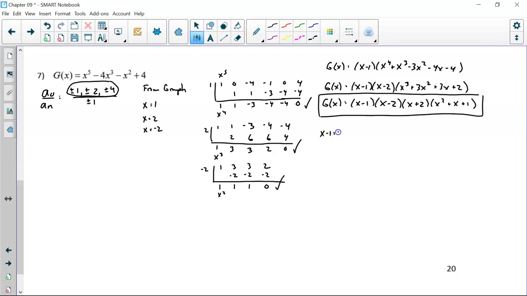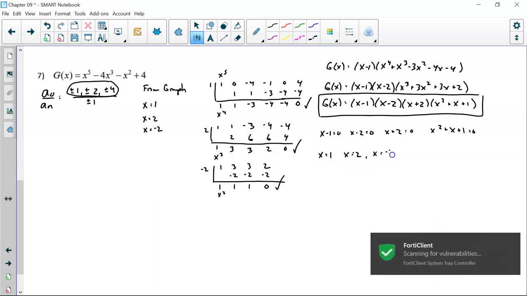X minus 1 equals 0. X minus 2 equals 0. X plus 2 equals 0. And x squared plus x plus 1 equals 0. Now, we got our solutions already. We found these just by looking at the graph. X equals 1, x equals 2, x equals negative 2. And now, since this quadratic is not factorable, we can use the quadratic formula.